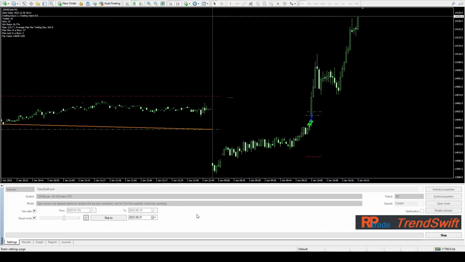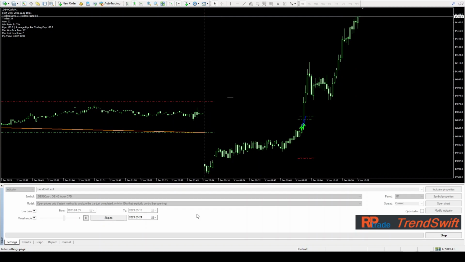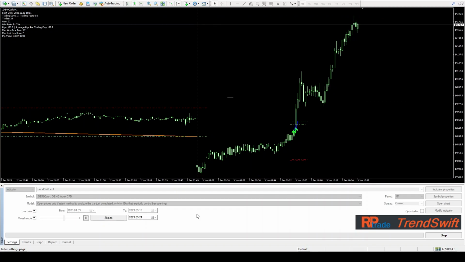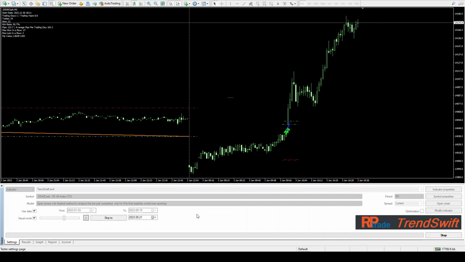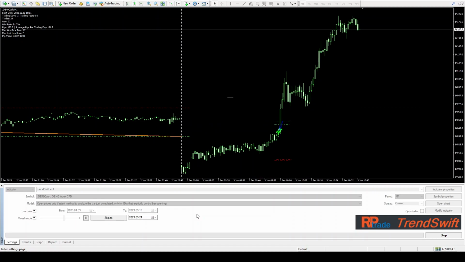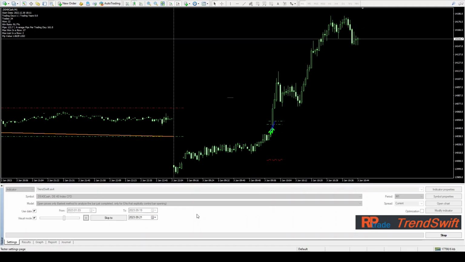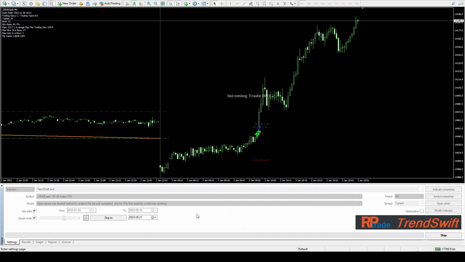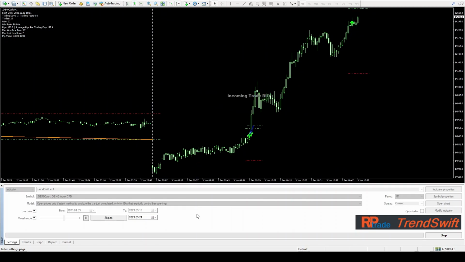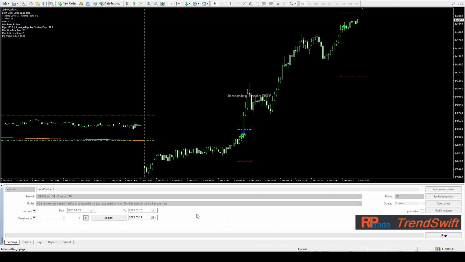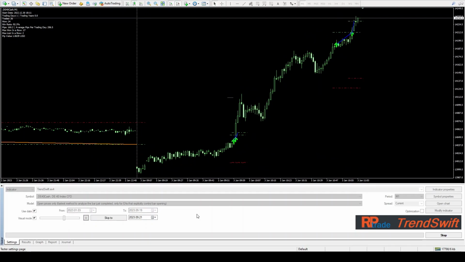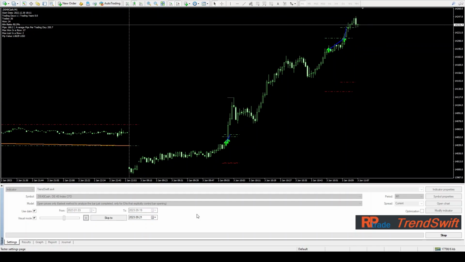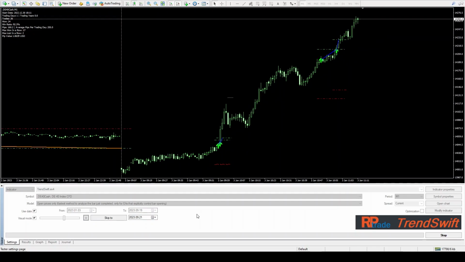As you can see on the chart, the different trade opportunities are displayed with arrows, green for a buy, and orange for a sell. Each time a trade opportunity is detected, the message "incoming trade buy" or "sell" is displayed. Sometimes the price is moving too fast and the software has not enough time to alert for a new incoming trade, but anyway the trade arrow will be shown.